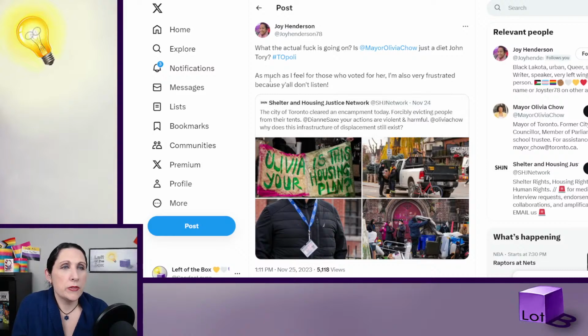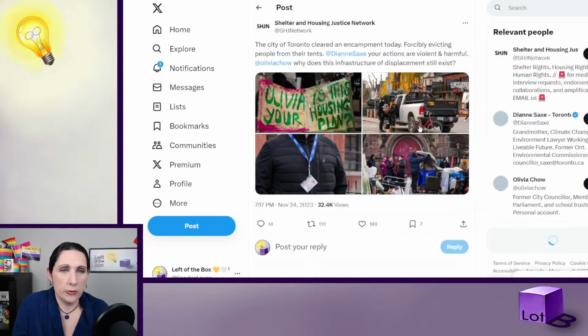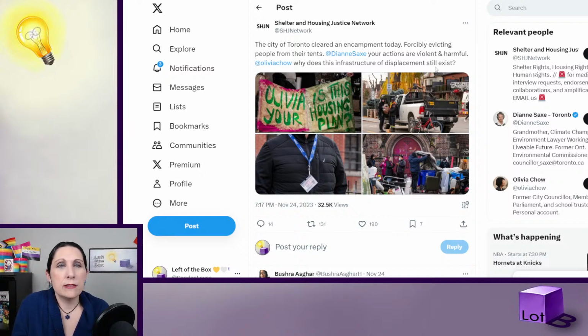And then Joy also says, as much as I feel for those who voted for her, I'm also very frustrated because y'all don't listen. She tried to warn people that Olivia wasn't who she said she was going to be. So the city of Toronto cleared an encampment today, forcibly evicting people from their tents. Diane Sachs, your actions are violent and harmful. Olivia Chow, why does this infrastructure of displacement still exist?